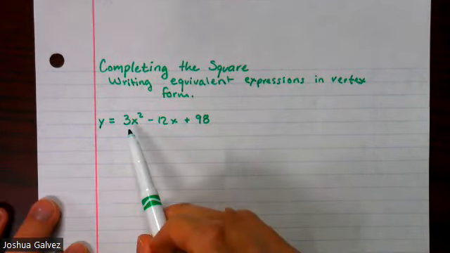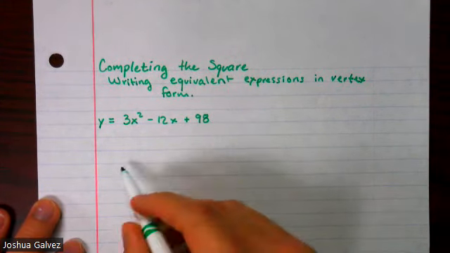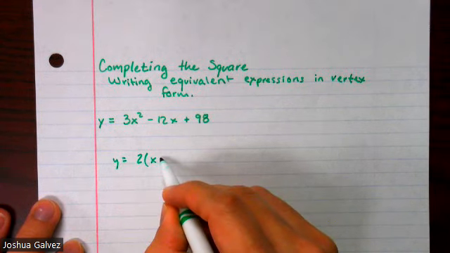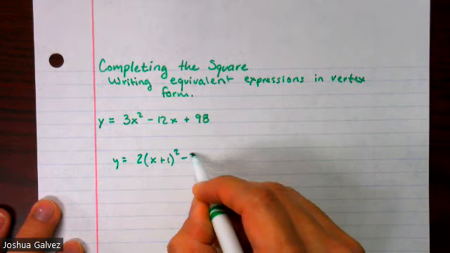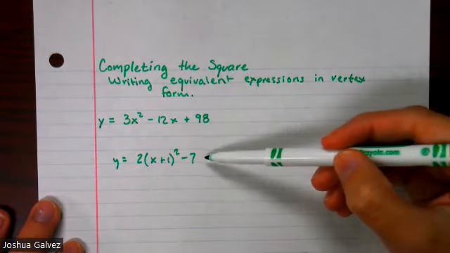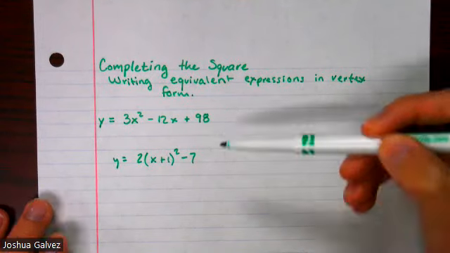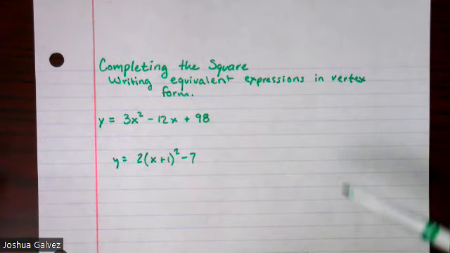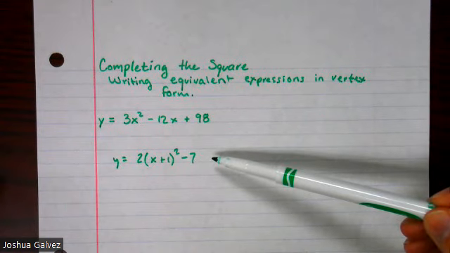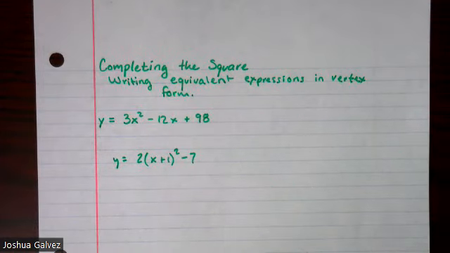Now, if I was going to write something in vertex form here, let's say I wrote this. Okay, here's an example of a vertex form equation. Now, how would I be able to tell if this one and this one were equivalent expressions? That's what we want to be able to do. We want to make sure that this equation and this equation mean the same thing, that they're equivalent. So how can we check that?